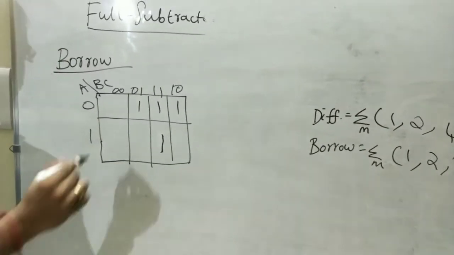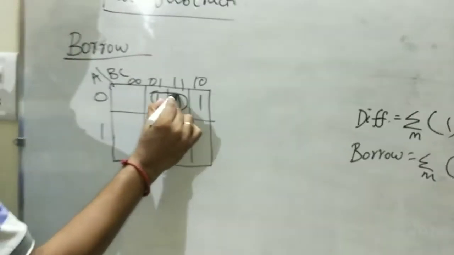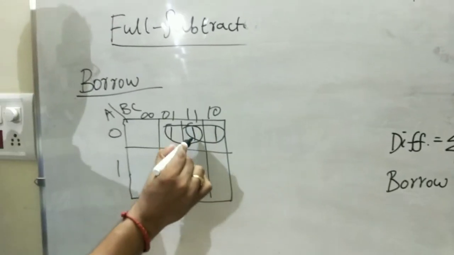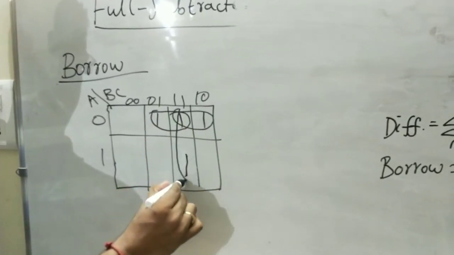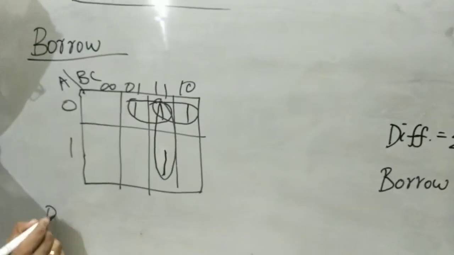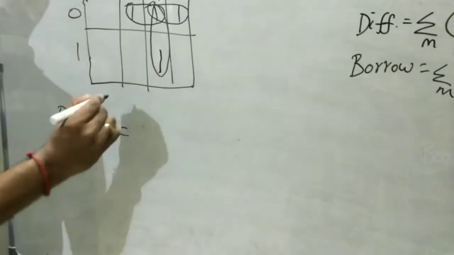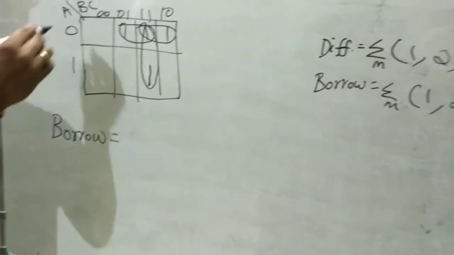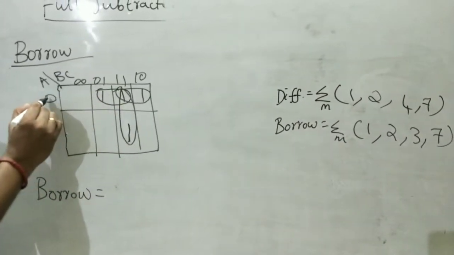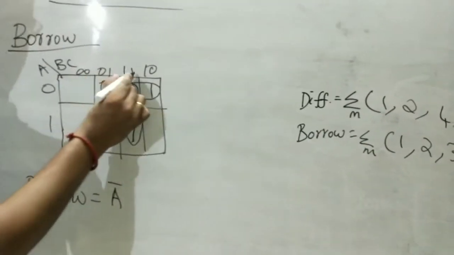I think now we can form a pair. This one is a pair and this one is a pair, and this one is a pair. Okay, now we'll write the terms. Borrow equal to, for this pair, what is the value here? A dash. And what is the common bit for these two values?